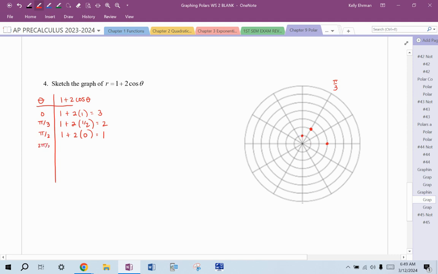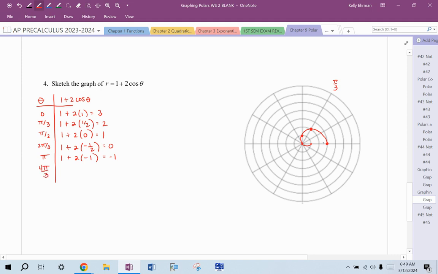Then 2 pi over 3. 1 plus 2 times negative 1/2 is 1 minus 1. So we're at the origin here. So here's what we have so far. The graph starts here and then curves around. And then if we plug in pi, we get 1 plus 2 times cosine of pi, which is negative 1. So 1 minus 2 is negative 1. So face pi, but go back 1. So this is one of those, is it a limaçon, with an inner loop. And then we get 4 pi over 3.